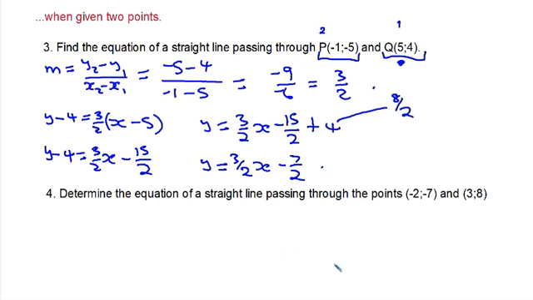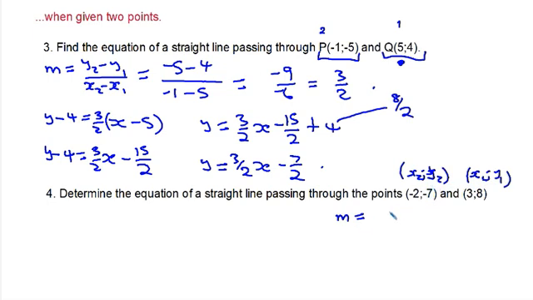You can pause the video and try this one and see if you'll be able to give the correct equation. Determine the equation of a straight line through the points this and that. The first step there is to determine the gradient. Let me take this as x2, y2 here, and then this one is x1, y1, right?